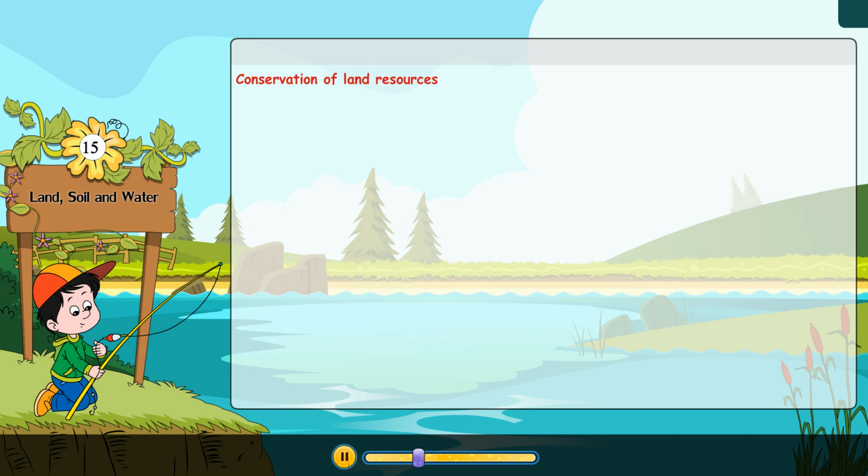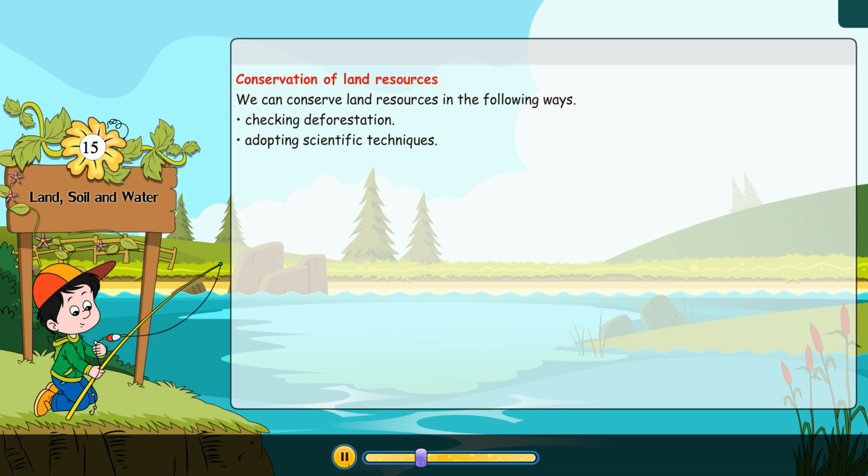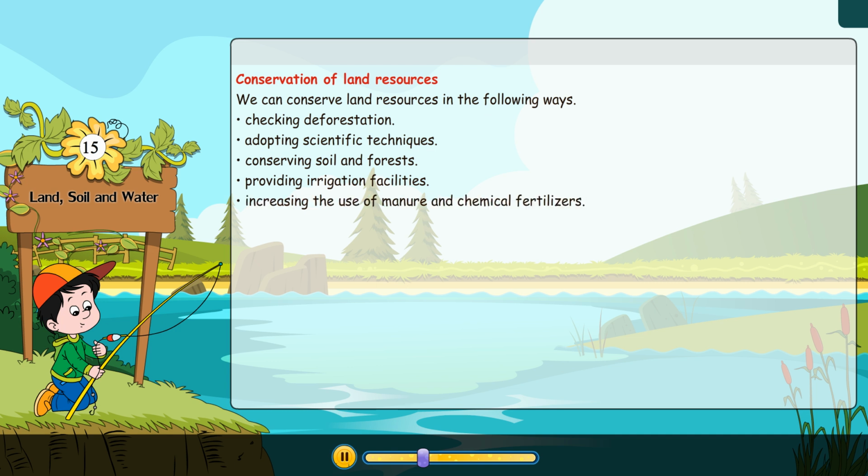Conservation of land resources. We can conserve land resources in the following ways: checking deforestation, adopting scientific techniques, conserving soil and forests, providing irrigation facilities, increasing the use of manure and chemical fertilizers, afforestation and land reclamation, checking overgrazing.